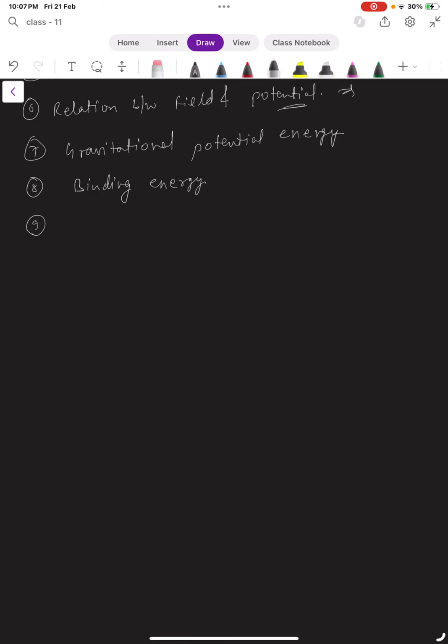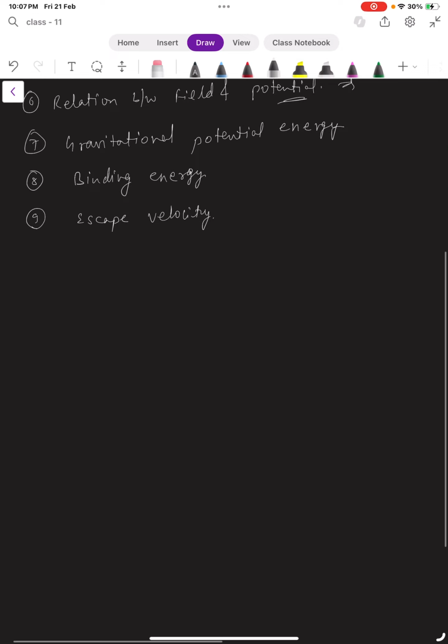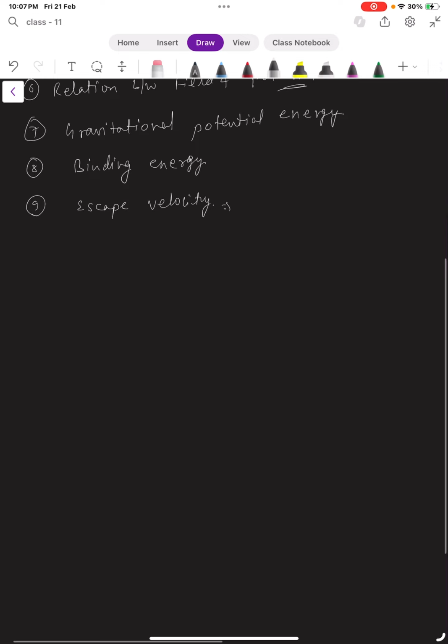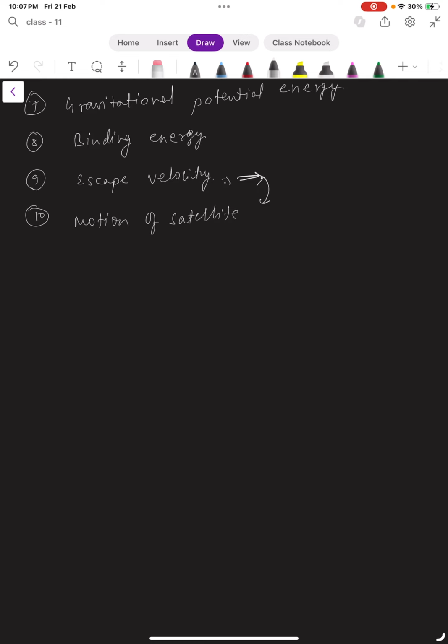And the next topic is escape velocity. In this topic we learn what is the minimum velocity required to throw something so that it never returns to the earth's gravity. So this is the escape velocity. And the next topic is the 10th, motion of satellite. After escape velocity we go to the satellite part, and there are two types of satellite: one is geostationary and the second is polar satellite. We go into further detail in this topic, right?